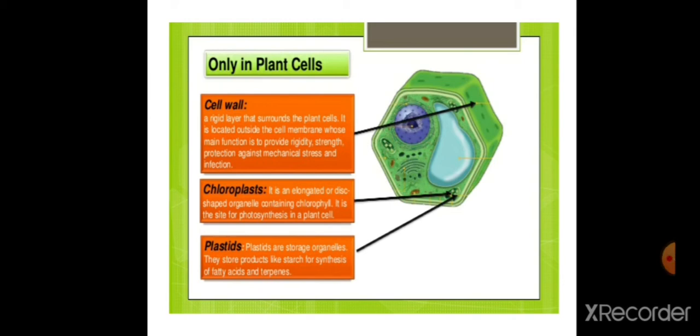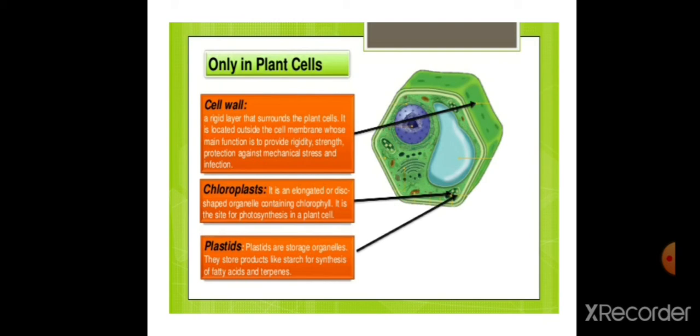So this chloroplast, it is an elongated or disc-shaped organelle and it contains chlorophyll. You all know the function of chloroplast very well. It is the site for photosynthesis in a plant cell. So in plants, where the plant makes food, that process of photosynthesis occurs in the chloroplast. I hope chloroplast is clear. Now plants have also got an organelle which is called plastid.